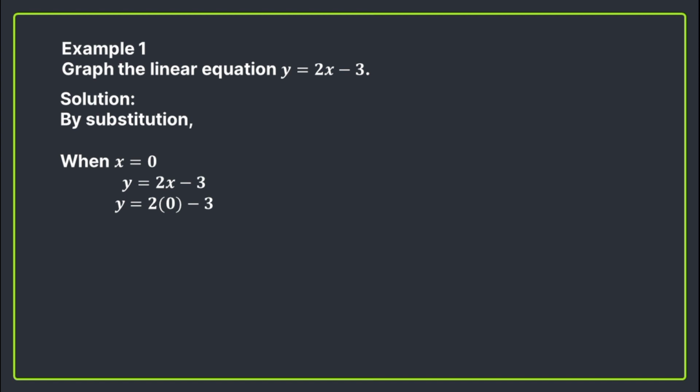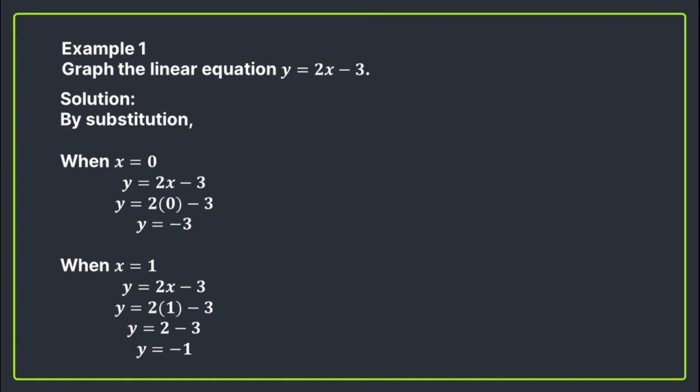Since 2 times 0 is equal to 0, what will remain is negative 3. So, y is equal to negative 3. Next is when x is equal to 1. Again, we will substitute the value of x to the original equation, which is y = 2x - 3. And so it becomes y = 2 times 1 minus 3. Then 2 times 1 is equal to 2. And 2 minus 3 is equal to negative 1. So y is equal to negative 1.